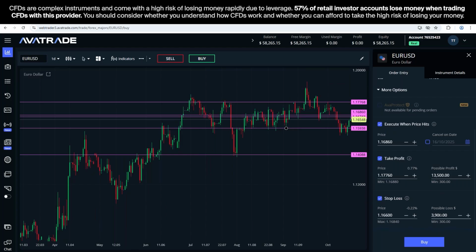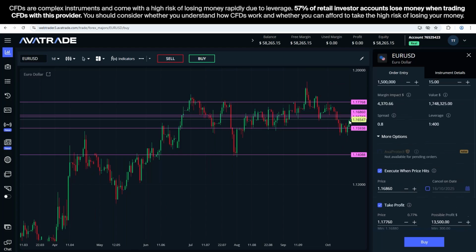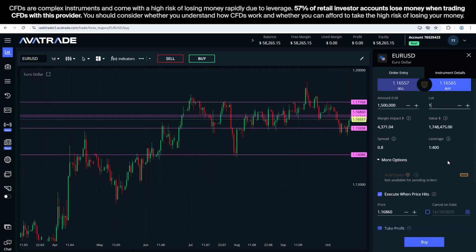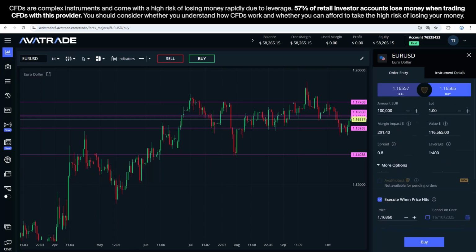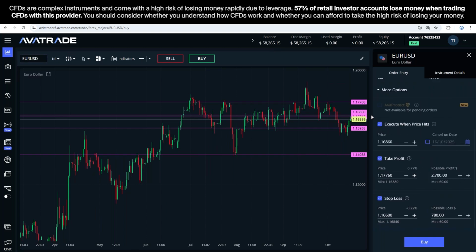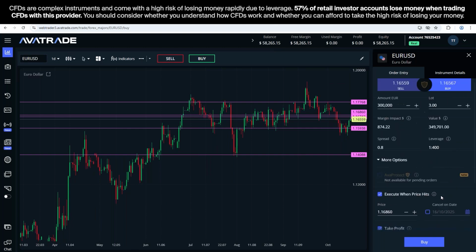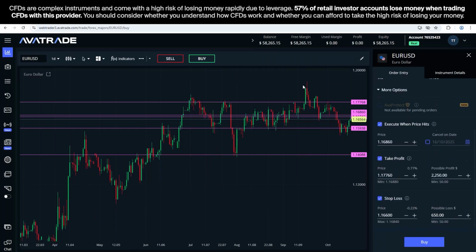Okay, so now I like the ratio here. Possible profit 13,500, possible loss 3,900. Okay, good, but I don't want to risk 3,900 maybe. So now that I'm set up with my exit points and entry points, now I just need to adjust the trade size. So if I did one lot, now I'm risking 260. If I do 3 lots, okay, that's a little more than 1% of my account, like 1.5%. Maybe I'm comfortable with that size risk. If not, I can make this a little smaller, 2.5 lots, and I start to get closer to maybe 1% of my balance or a little over.